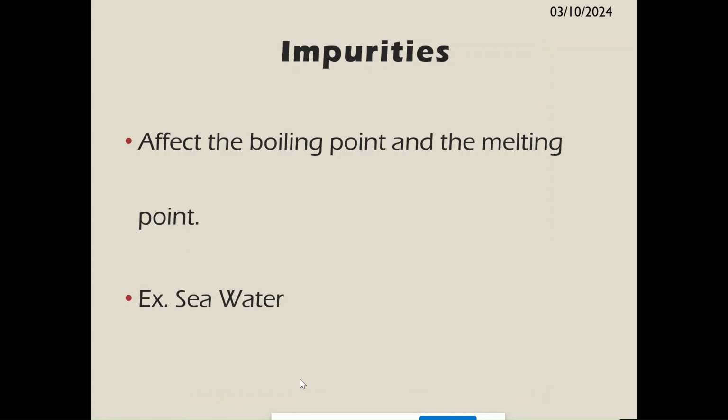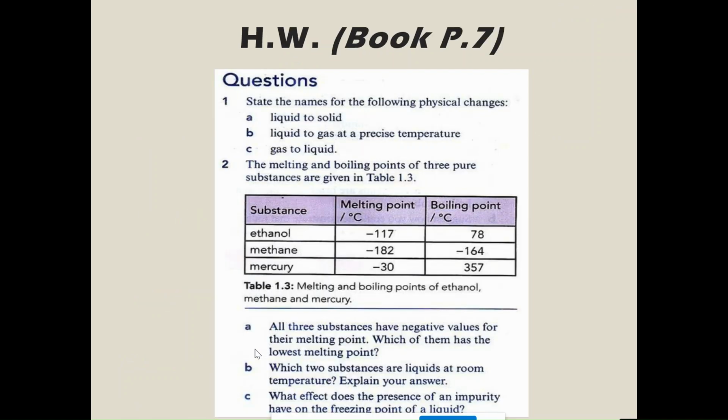What do the impurities do? The impurities affect the boiling point and melting point, like seawater. If you take some seawater and pure water, and you boil both in separate containers, you will find the seawater boils after the pure water. So the boiling point will be different.